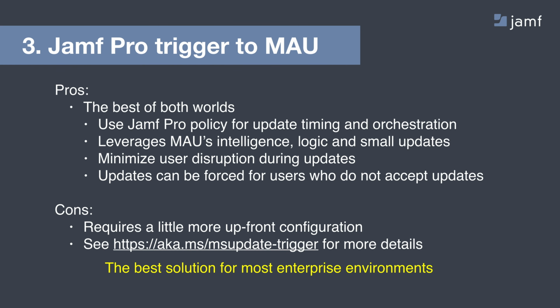And then the third strategy is to use a combination of server and client-side logic. This is where we use Jamf Pro to trigger MAU to update. It provides a middle ground, and I would say it's arguably the best option for most environments. Here you get the best of both worlds, where you can take advantage of those small update sizes that MAU knows about, but you also get that scheduling capability where you can get very fine grain as to when those updates occur.